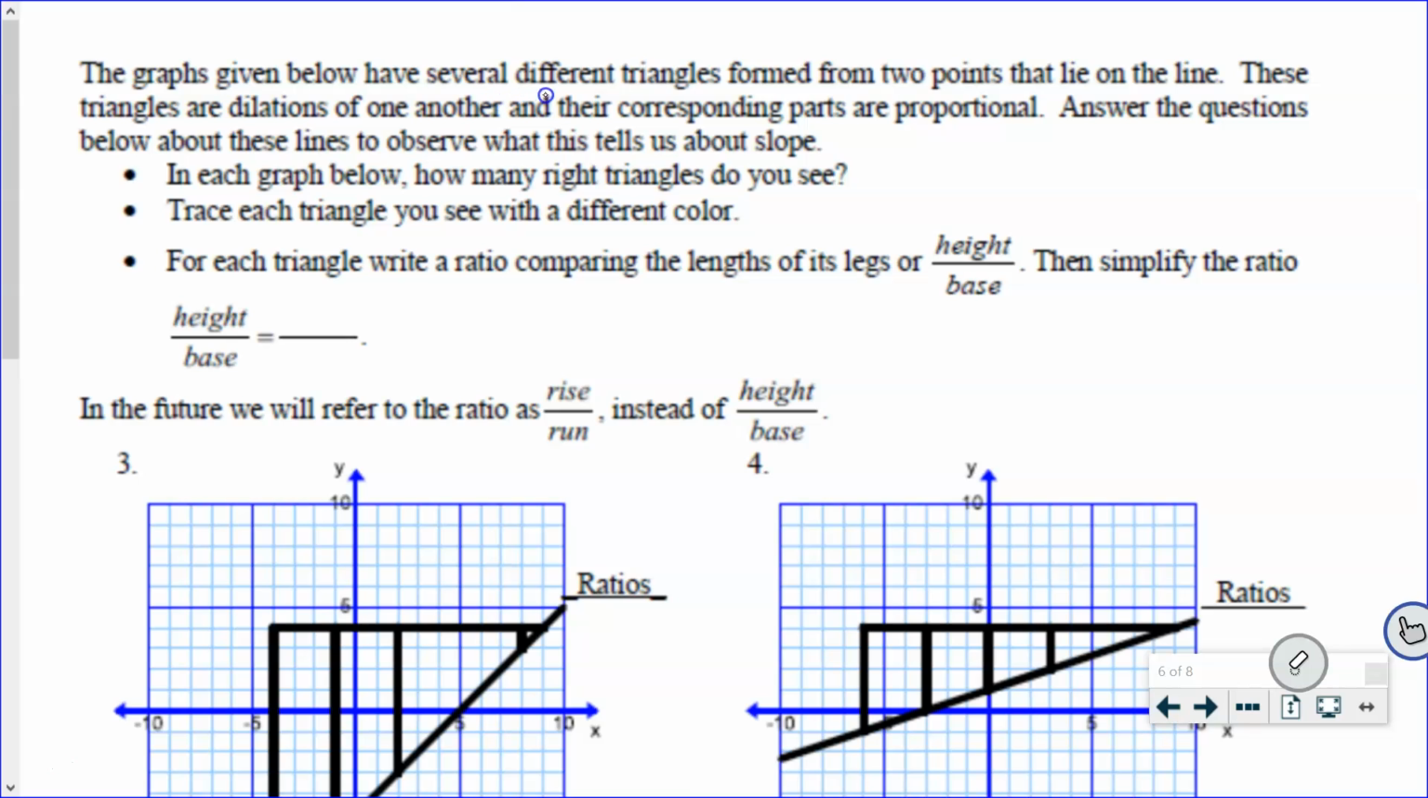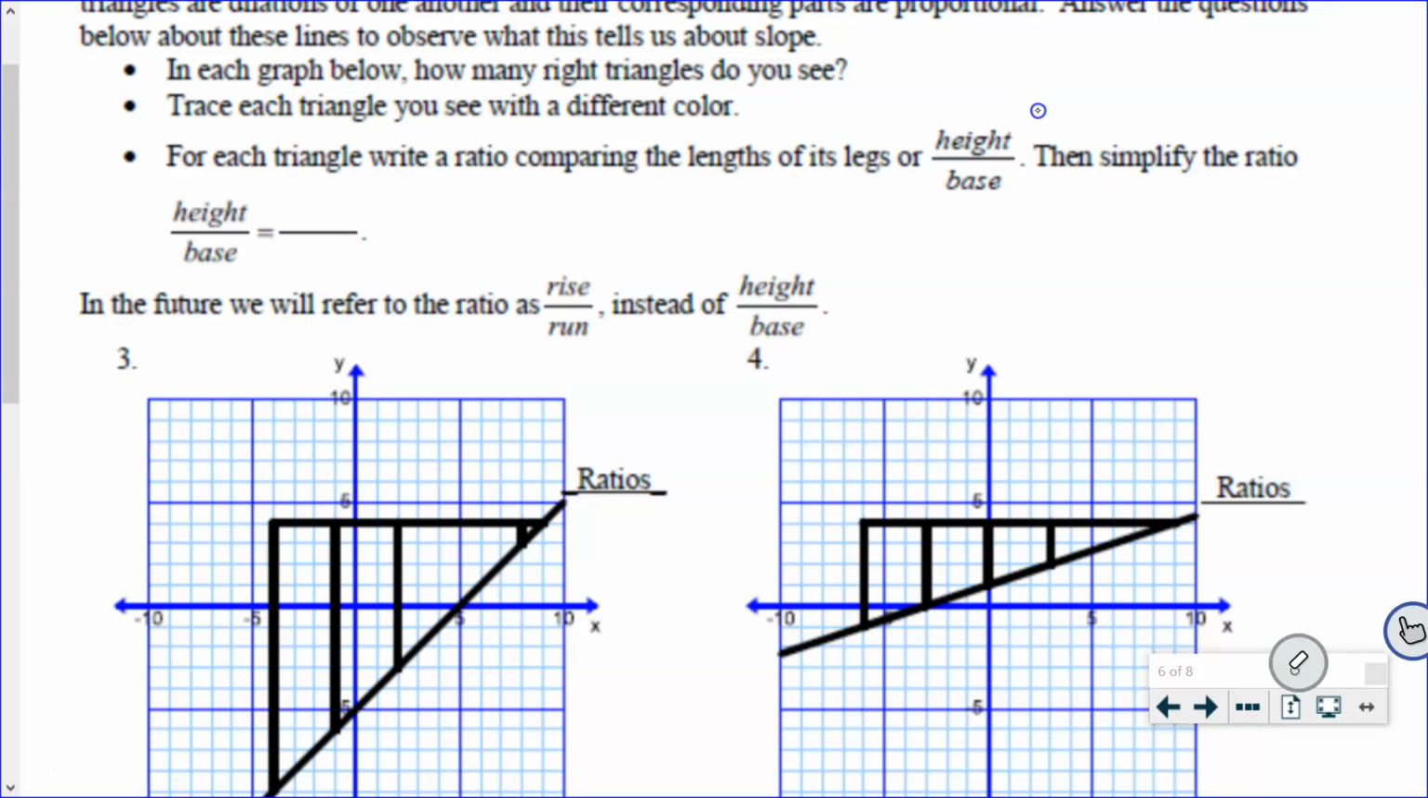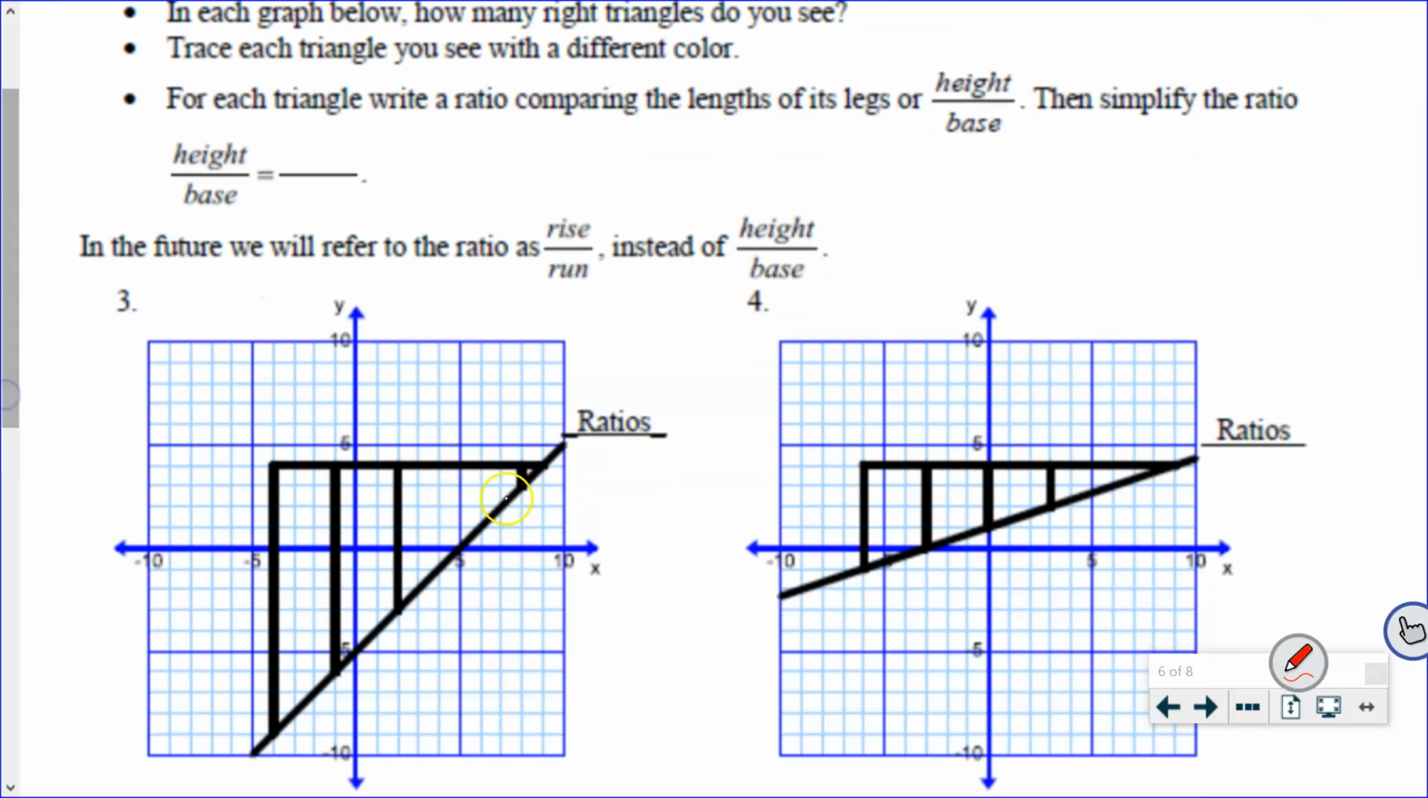The graphs given below have several different triangles formed from 2 points that lie on the line. We're going to answer the questions. First, how many triangles are there? Knowing how many triangles there are is going to be helpful because that's how many ratios we need to start. So I can see this point on the line and this point on the line, so I made that into a triangle. Do you see that little itty bitty baby triangle there? Okay, that's going to be one triangle. And I'm going to write the ratio of the rise over the run, that vertical length over the horizontal length. What is the vertical length here? 1. And the horizontal length? 1. And what's 1 over 1, or 1 divided by 1? That simplifies to 1.